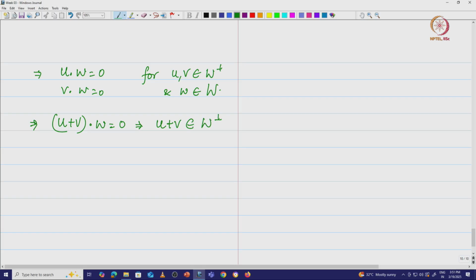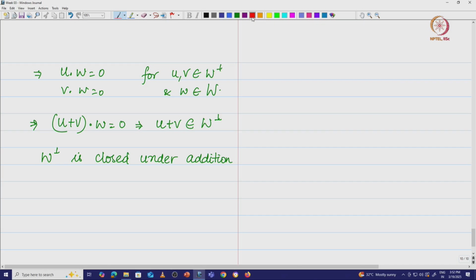Why? Because the dot product with w is 0 for every w in W. So therefore we say that W perpendicular is closed under addition, of course with inner product defined, that is always there, inner product is defined in V. Okay. Now let us look at this.